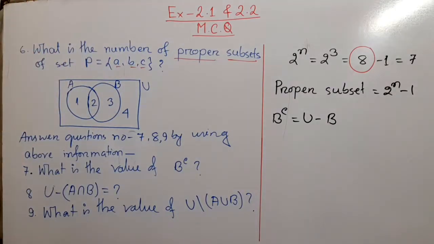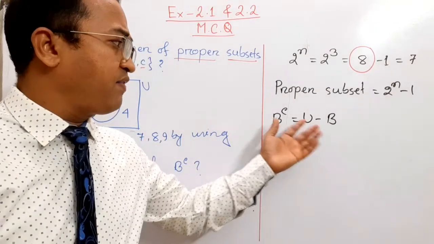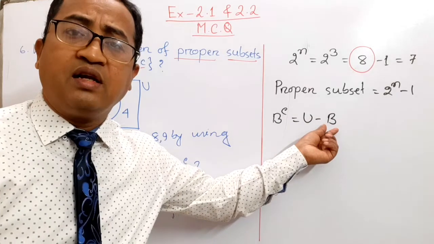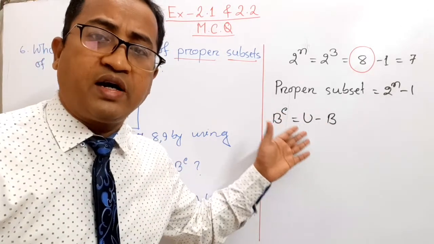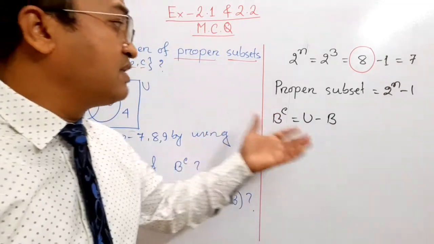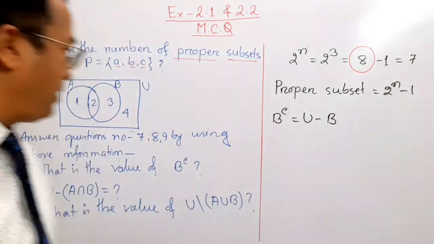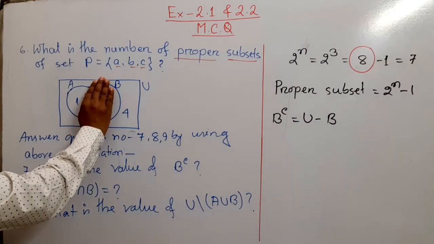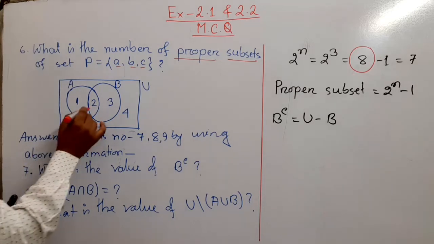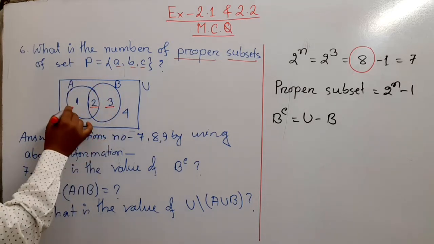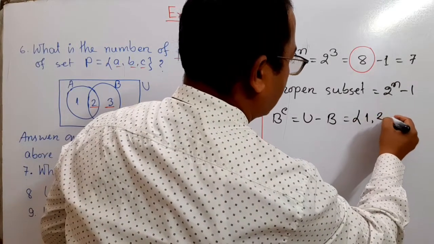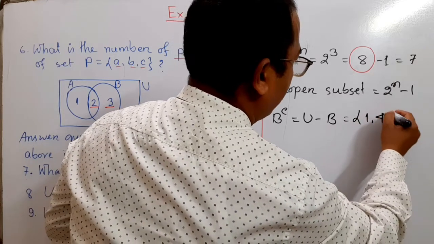Now to find this, do we need to identify the elements of U? Do we need to identify the elements of B? No, no need to identify the sets U and B here. But if we observe the Venn diagram, we can easily find the complementary set of B. Look, if you delete B from U, you will get the complementary set of B. So if you delete 2 and 3 from U, it remains 1 and 4. So easily we can say the complementary set of B is 1, 4.